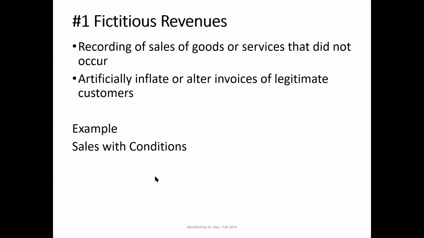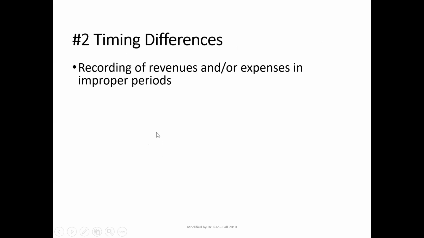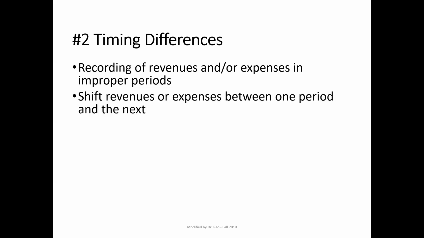So there are many such industries where these kinds of conditions are placed, and it's a very normal process. There's nothing wrong with that kind of business arrangement. What's wrong is if you recognize revenues before you actually have it. Timing differences: recording them in the improper period. We've talked about recognizing revenues in, let's say, December when it should actually be recognized in January of the next year, or recognizing an expense in the future when it should be recognized right now.